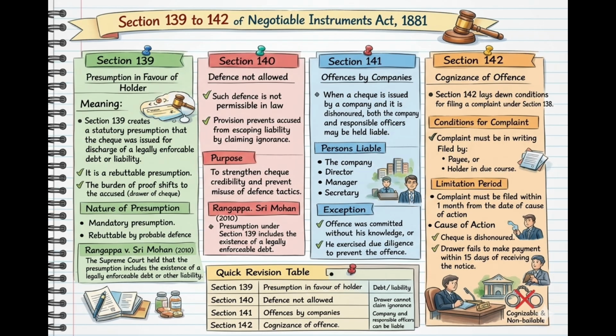Next up is Section 142, which deals with cognizance of offences. Section 142 lays down conditions for filing a complaint under Section 138. First, the complaint must be in writing. It must be filed by the payee or the holder in due course. It must be filed within 1 month from the date the 15-day notice period expired. Most importantly, these offences are non-cognizable and bailable.